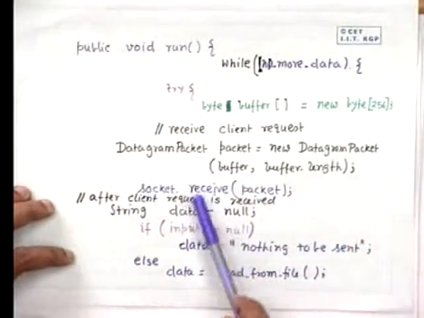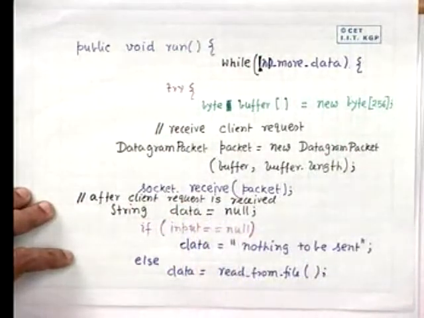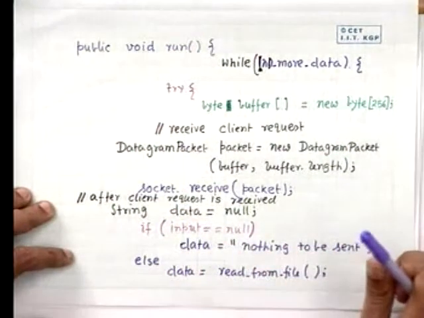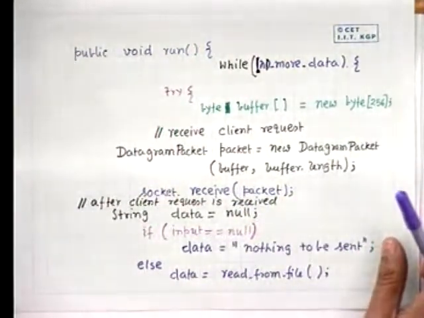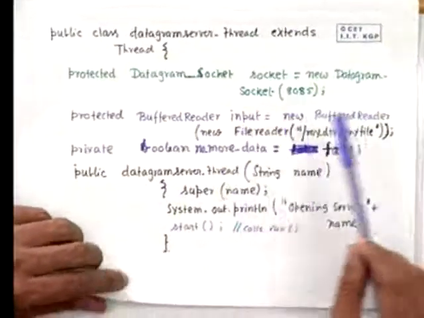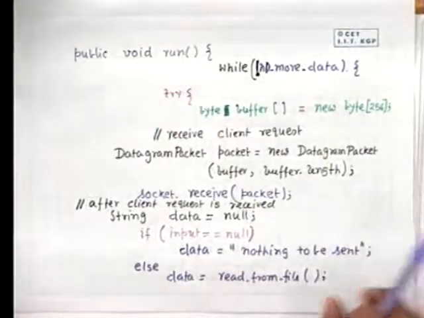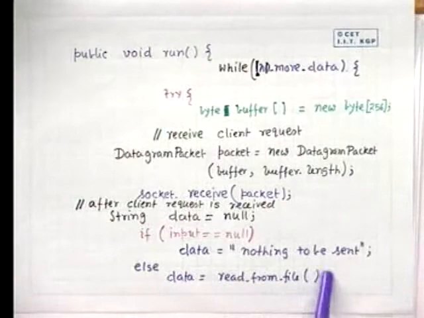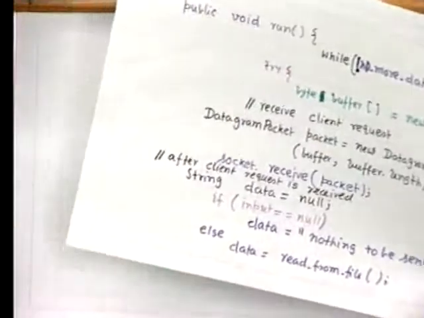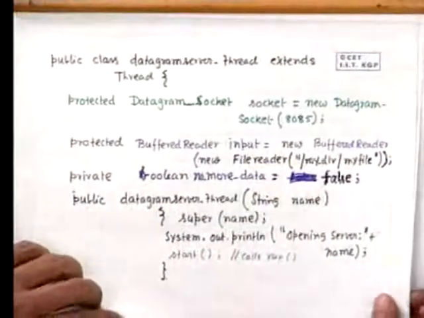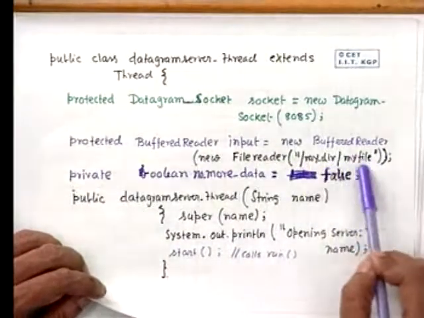And after the client's request is received, it will first check whether there is anything left in the input. If there is anything left, fine. If it is null, then it will just send a string that there is nothing to be sent. Else it will execute a procedure called read from file, which will read the data from the file, in this example my directory my file.